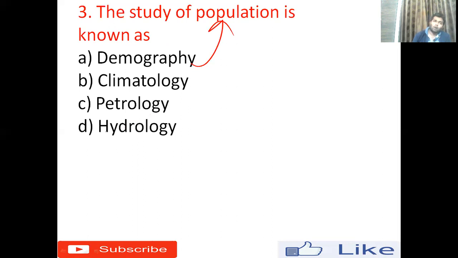Okay, and option B, climatology, is a branch of science where we study the climate of a particular area, a particular region, how it changes with respect to time, how it varies, how the temperature varies. Everything we study under climatology. So it is one of the important branches of science.